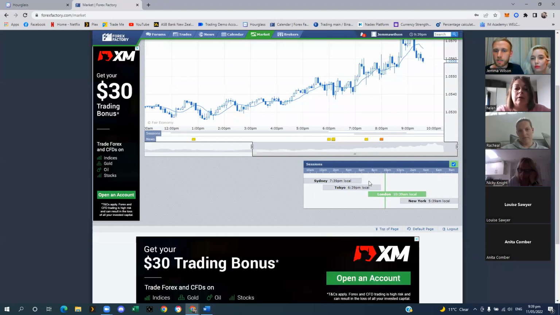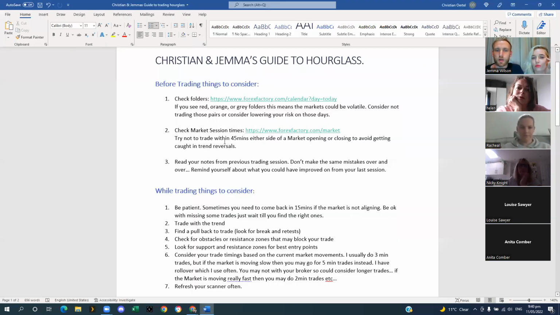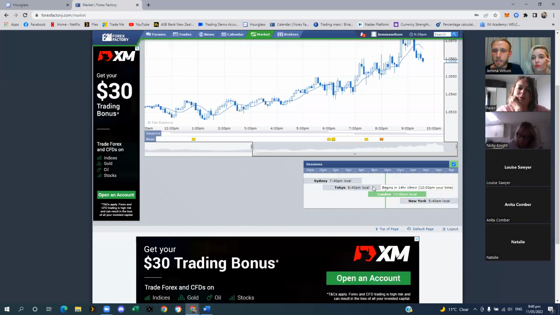Because what happens is when a new market opens or closes, say the New York session kicks in, then you've got all of the traders and the banks on that side of the world kicking in, and that changes the market because it causes it to be volatile for that period. So you want to wait until you see a new trend form so you can trade that trend. That's just a rough rule to follow: try not to trade within 45 minutes either side of the market opening or closing.